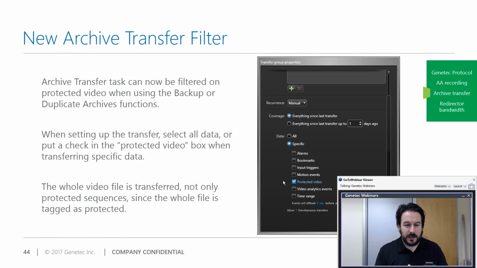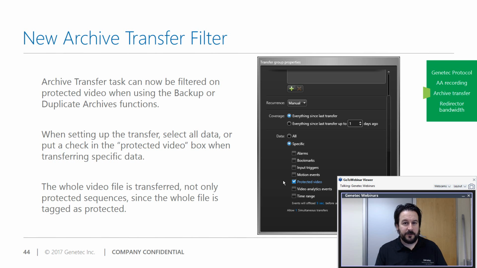So basically, what you're doing is when you're protecting that video, usually you're specifying I want from this minute to this minute to be protected. But since we're doing a transfer of the actual archiver file, it's going to take the whole chunk that's allocated within that particular segment of time.